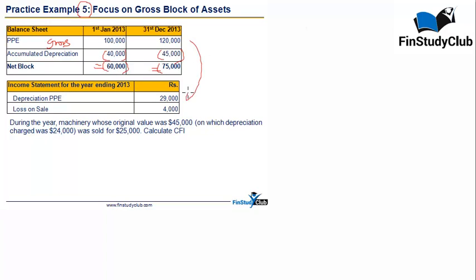In the income statement, there is depreciation value and the loss on sale value. So during the sale, there is an additional information as well given. Says that the machine whose original value, the gross value, was 45 has been sold off for 25. A quick question also given is that the depreciation till date, which means the accumulated depreciation, was 24.